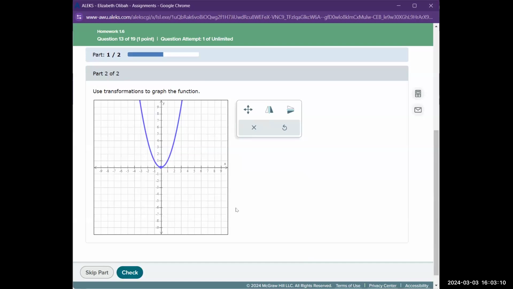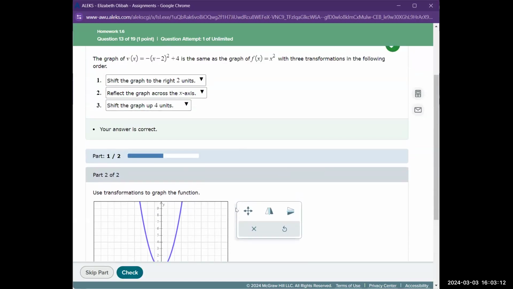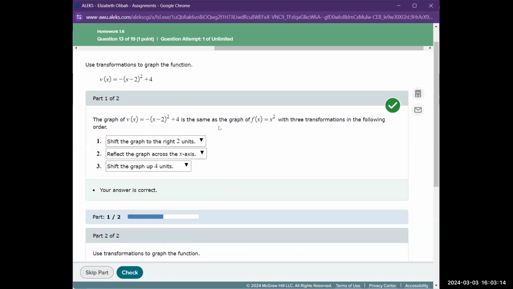And then it would want you to graph it. So since there's a lot going on here, I would do the chart. I would make your chart and then I would play around with the buttons to make sure it looks the way you think it should look.